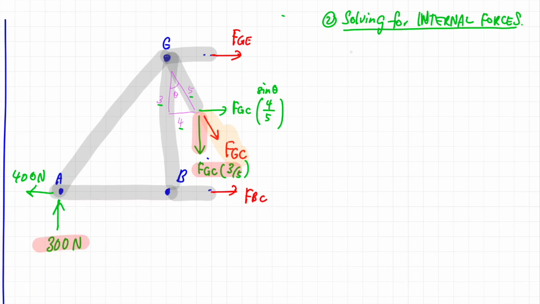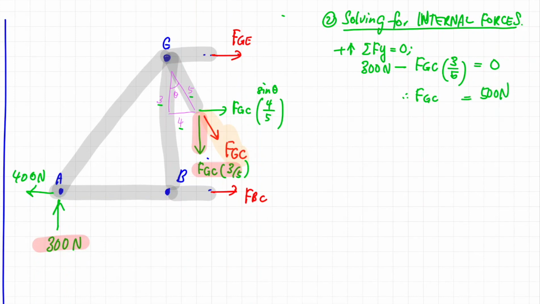Okay, so if we apply the equilibrium condition in the Y direction, taking the upward direction as positive, summation of all Fy should be equivalent to 0. We know there is a force pointed upward, the magnitude of 300 Newton, and there's another force pointed downward. So it will become negative FGC multiplied with 3 over 5. The summation of these two entities will become 0. So you can easily solve for FGC. Use your calculator and you will get the magnitude of FGC to be 500 Newton. So if it is positive, it means that our assumed direction is correct.